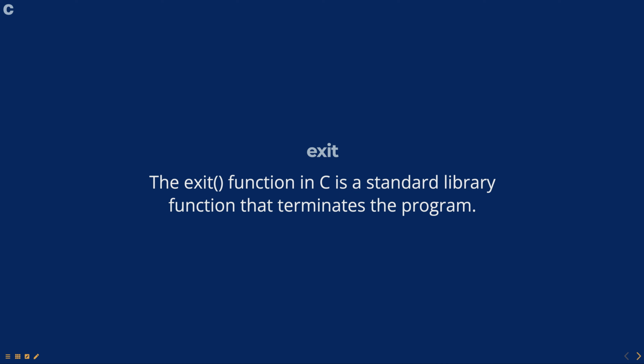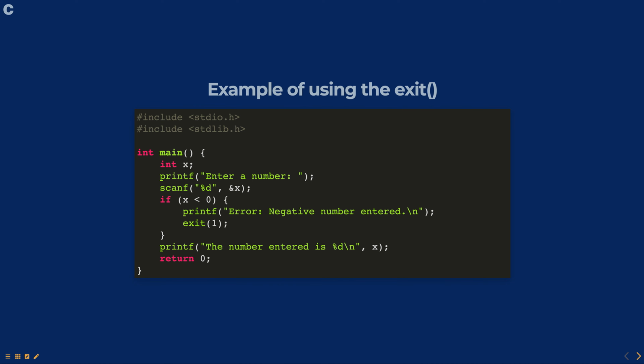The exit function in C is a standard library function that terminates the program. It takes an integer argument, which is the status code that is returned to the operating system. A status code of 0 typically indicates successful execution, while a non-zero status code indicates an error. Here is an example of using the exit function.